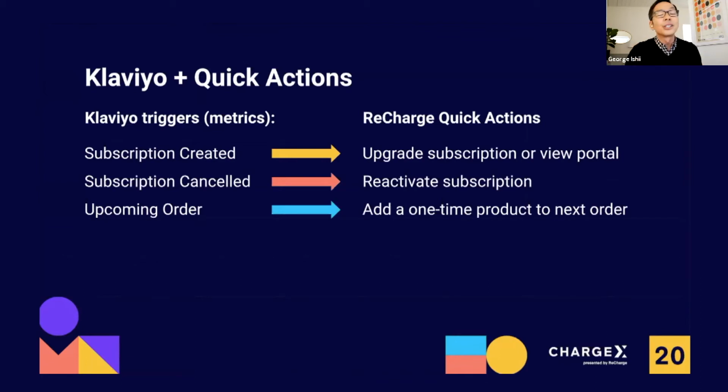And then of course, the upcoming order trigger in Klaviyo, so important. To me, the most important trigger. On a monthly basis, this email could go out and do a variety of things, including adding a one-time product. The order's coming anyway, the box is coming anyway. Why not add this, as Jason talked about earlier, to that box?